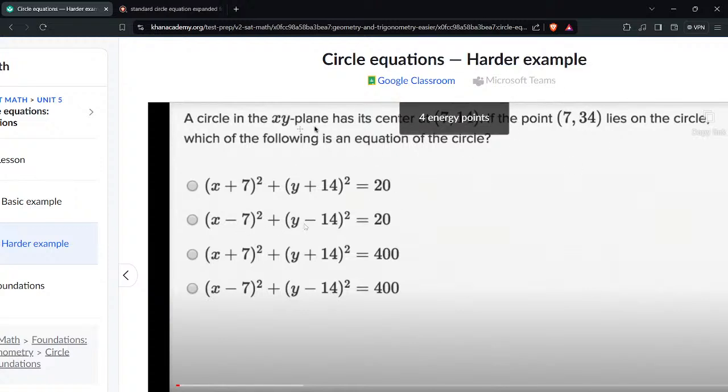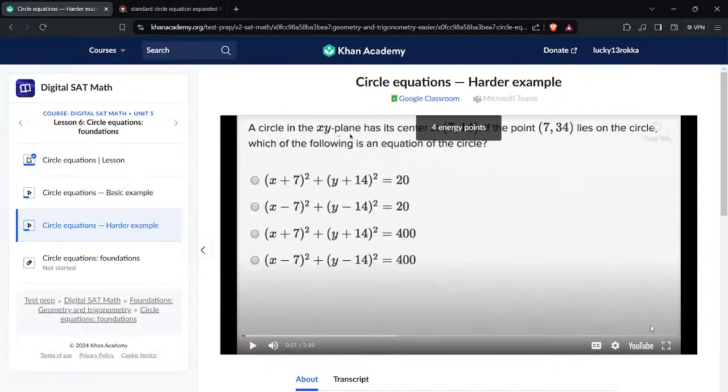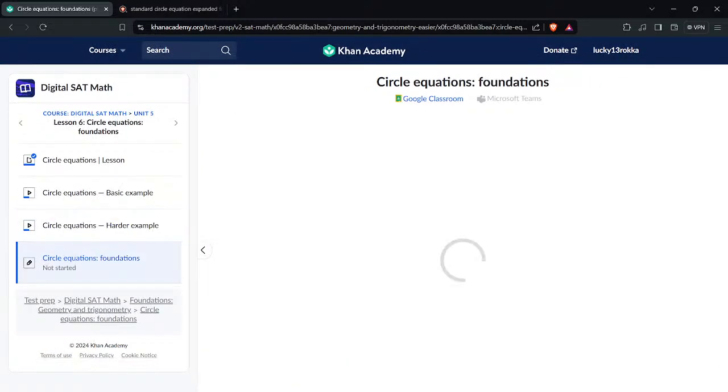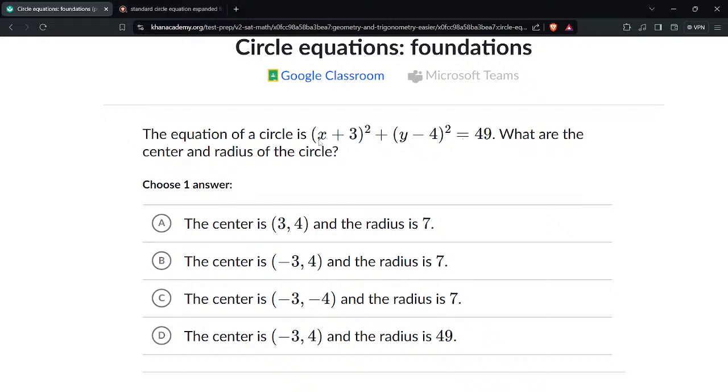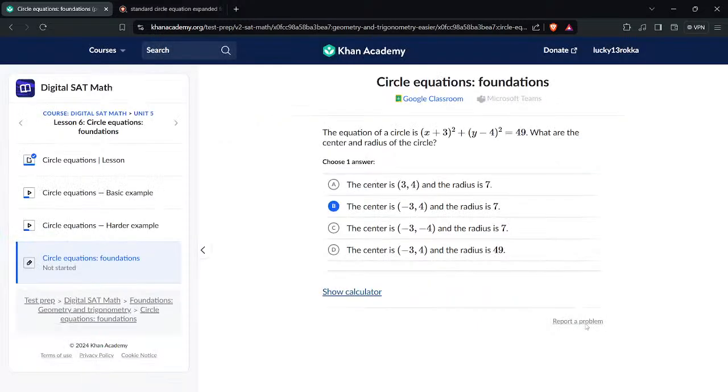We got (x minus h) squared plus (y minus k) squared. So we got B, and now we need to find the radius. By the radius, we just use this formula. So it's equal to root under 25. So D is the right answer. And then I'm complete for today. What is the center and radius of the circle? Center is (minus 3, 4), and the radius is 7, yes.